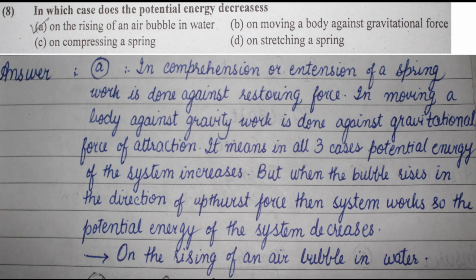It means in all three cases the potential energy of the system increases, but when the bubble rises in the direction of the upthrust force, then the system does work, so the potential energy of the system decreases. Therefore, option A, the rising of an air bubble in water, makes sense according to this explanation. So option A is going to be the right answer.